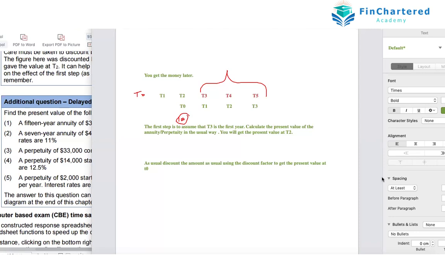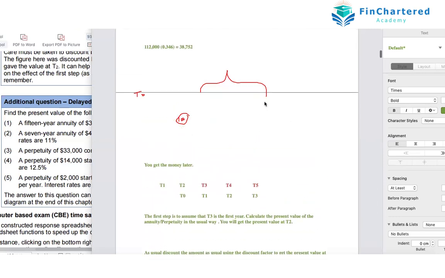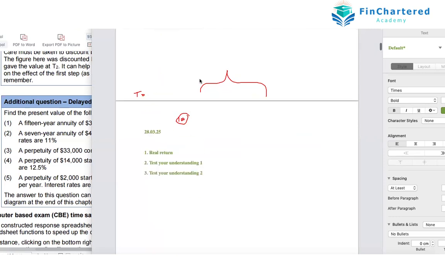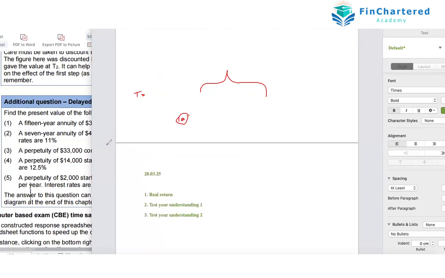So clear, Osama, Nitish, and Kittu? So basically, we've completed delayed annuities, perpetuities, advanced annuities, perpetuities. So Nitish, are you 5 out of 5 now?